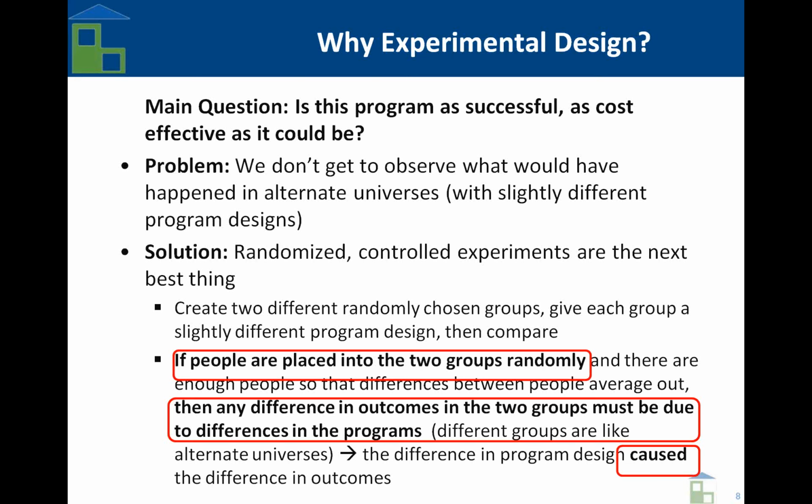So the key point here is the randomization. If the people are placed into the two groups randomly, then as long as we have enough people so that the differences between the people sort of wash out, then any differences in outcomes between the two groups must be due to the differences in the programs. So then we're able to say that it was actually the difference in program design that caused the difference in outcomes. And how do we know that we have enough people? This is something that I will get to later in the talk.